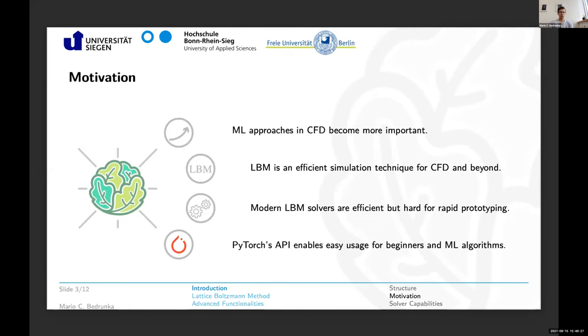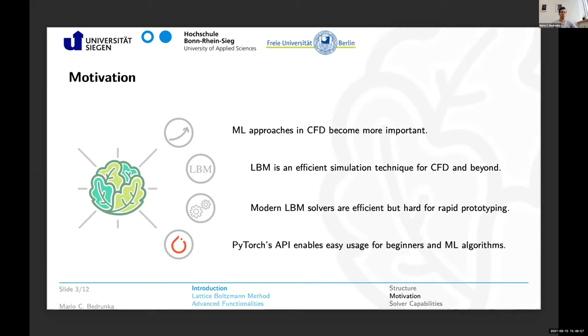So in the last years, it has become clear that deep learning can provide a benefit for classical simulation techniques. However, with a few exceptions, recent studies have not addressed possible connections between machine learning and the lattice Boltzmann method. And the lattice Boltzmann method itself, as you know, is an efficient simulation technique for computational fluid mechanics and beyond. It is based on a simple stream and collide algorithm on Cartesian grids, which makes it easily compatible with machine learning architectures.